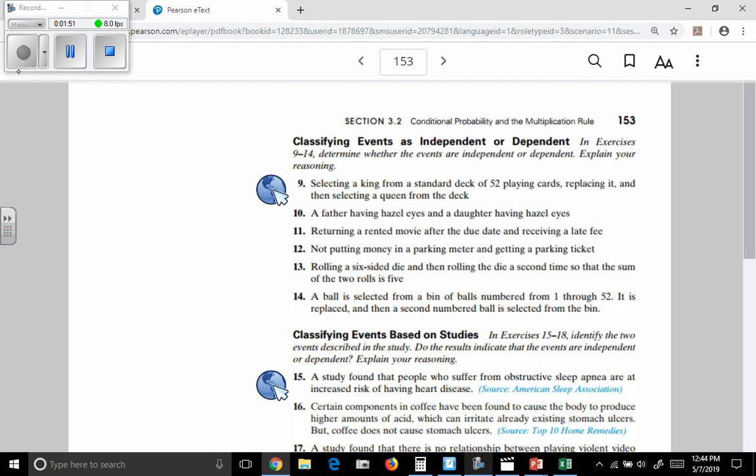Now, what would one that would be dependent look like? If I take a ball out of a bucket and I don't put it back, then when I draw the second ball, there are fewer to choose from. So what happens on the first event has affected what's going to happen the second time. So in that case, those would be dependent. All right, so that's independent and dependent.